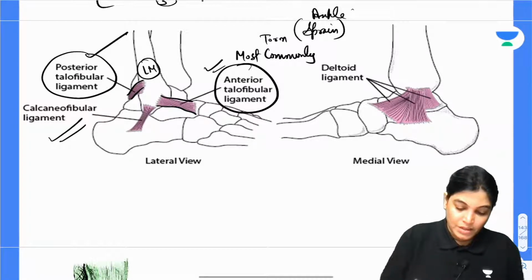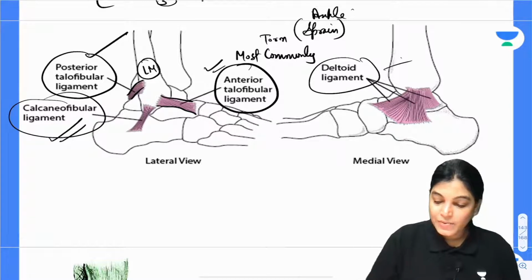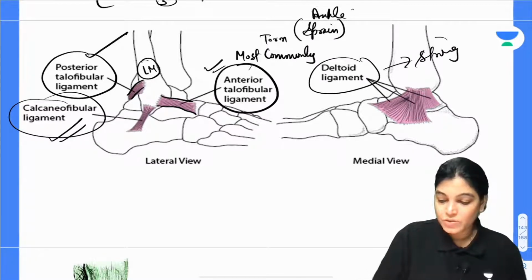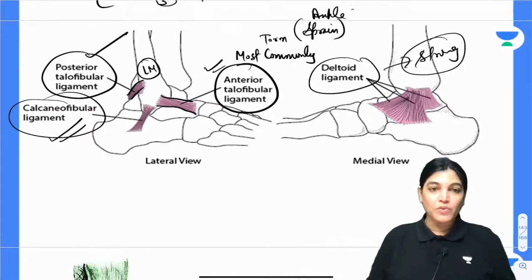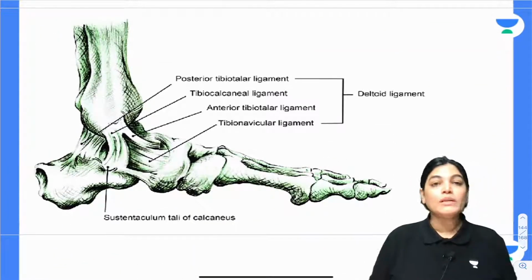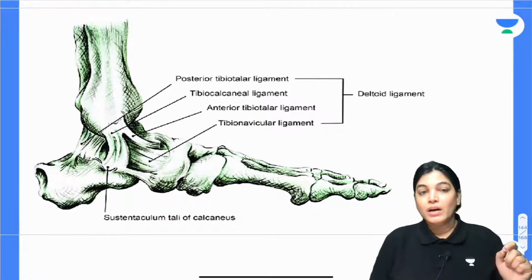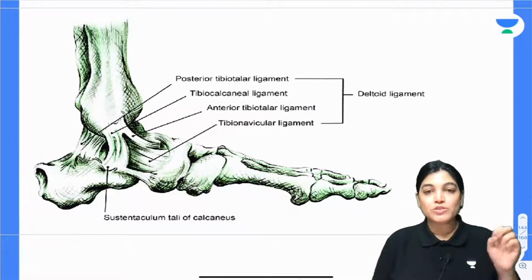And the other ones are the calcaneofibular and posterior talofibular. The deltoid is a very strong ligament on the medial side, so it is not involved in case of ankle sprain. Before proceeding to the next MCQ, it is also important that you should know the parts of the deltoid ligament, the strong medial ligament.